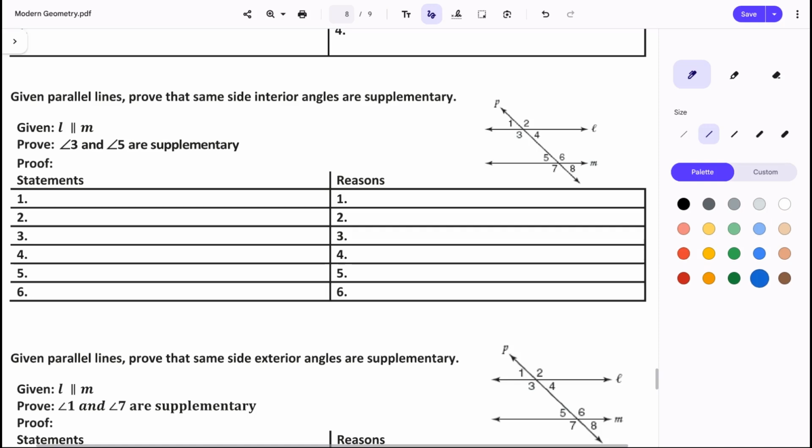This one is giving us still parallel lines. L is parallel to M. They want us to prove that angle 3 and 5 are supplementary. What angle pair are 3 and 5? Same side interior. So you are not allowed to use that as a reason. We cannot say same side interior at all in our reasons here, because that's not really proving our point. It's just, again, saying, well, because I say so. That doesn't work. We have to give more justification than just because. So what are we going to start out with? Given. So again, line L is parallel to line M.